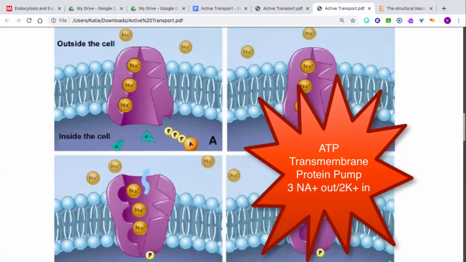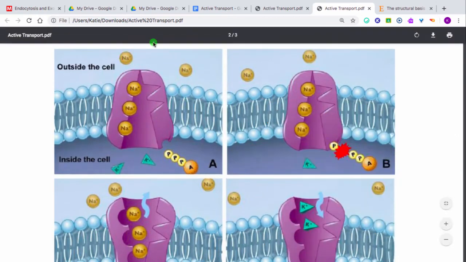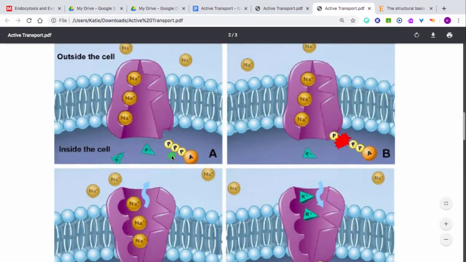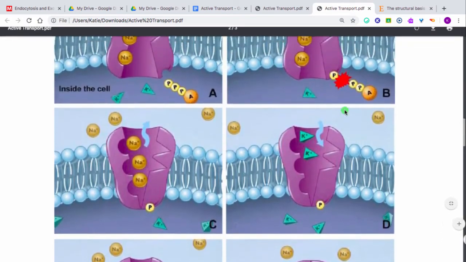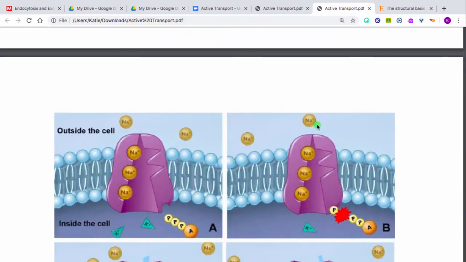And of course, we looked at this. So again, 3 sodium out, 2 potassium in at the expense of 1 molecule of ATP. Again, the key part for this is that it's going against the concentration gradient. So you see sodium's highest out here and lowest here, so low to high. For all active transport, it's going to go from low to high, against the concentration gradient.